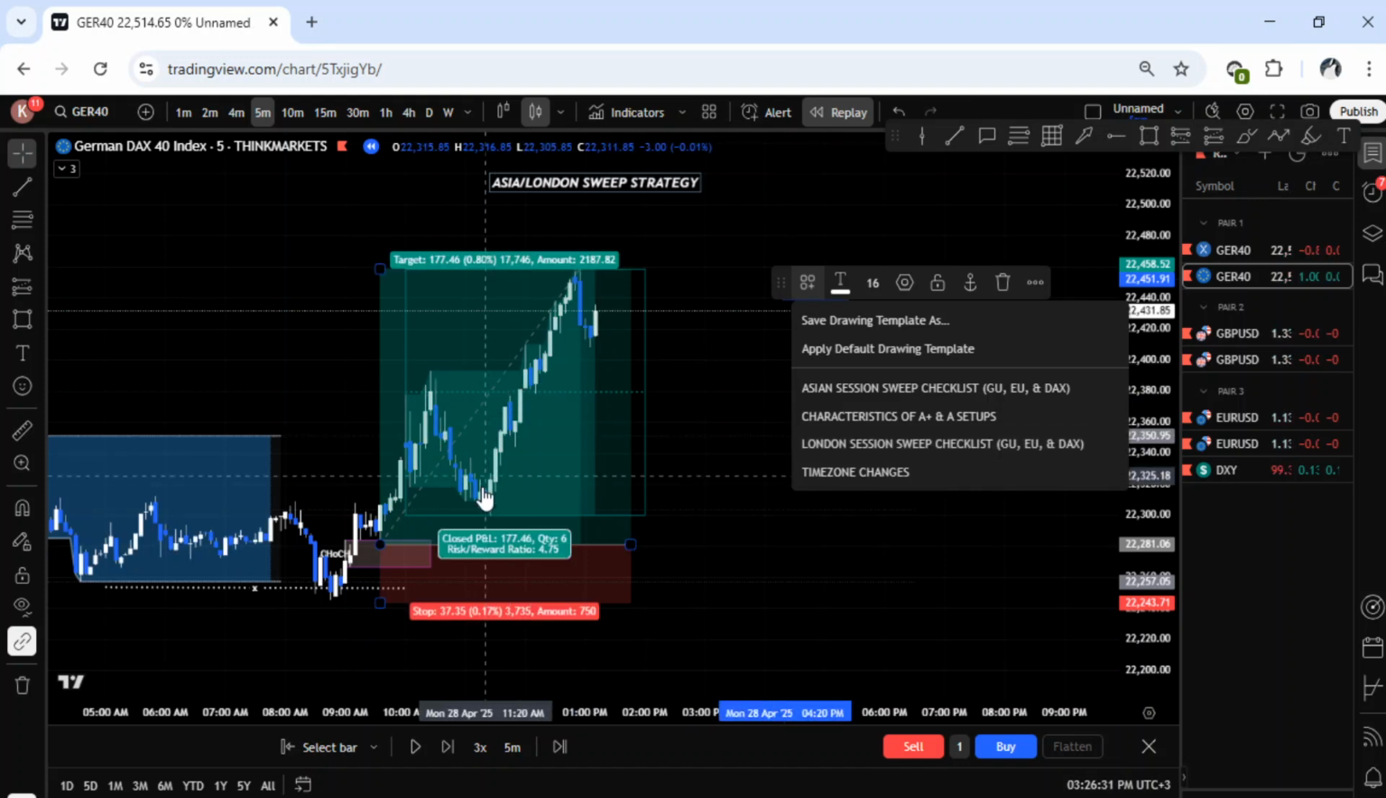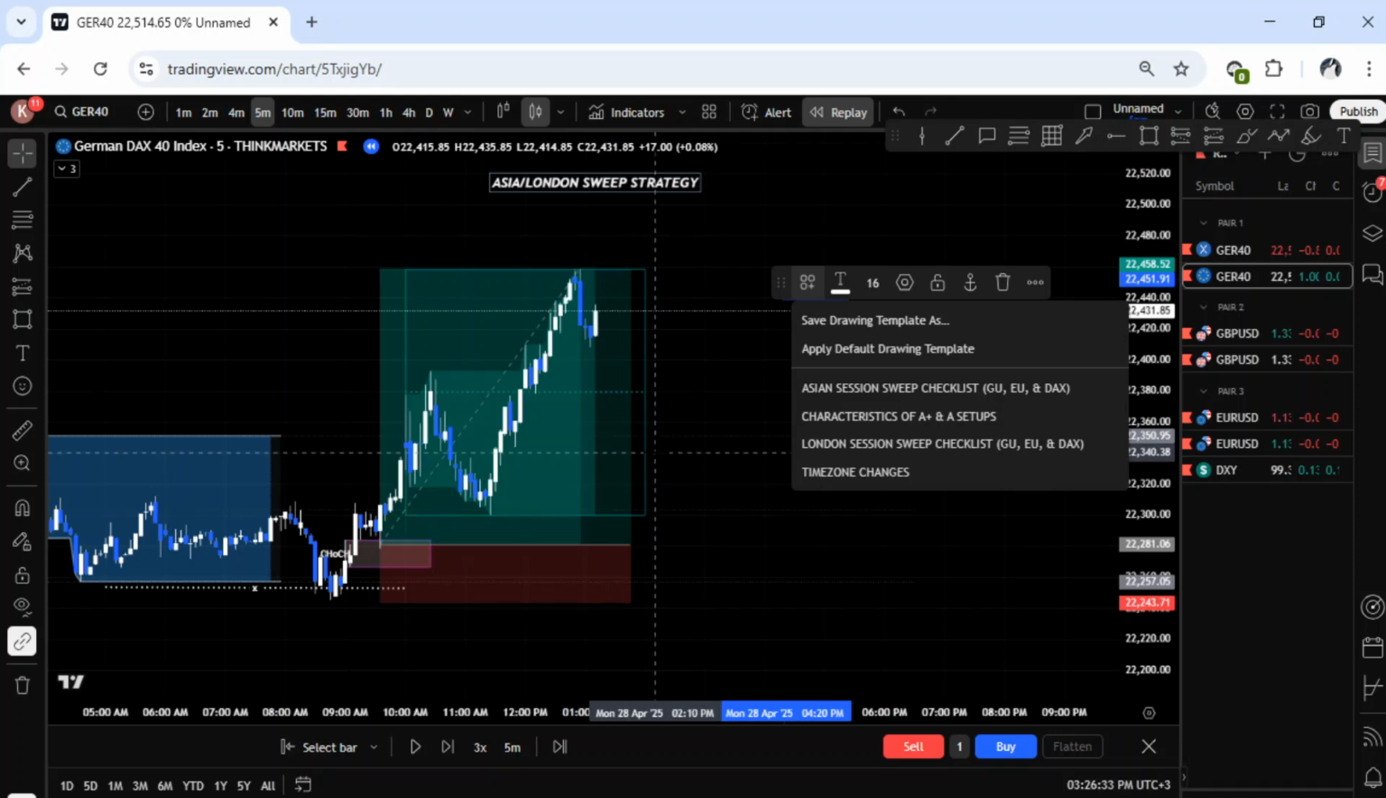If you didn't get a trade in the London session, you can wait for a trade in New York, and then you wait for a sweep of the New York session. So I'm going to show you that there is this.